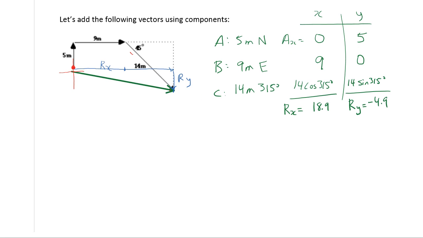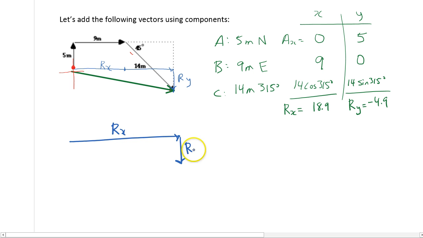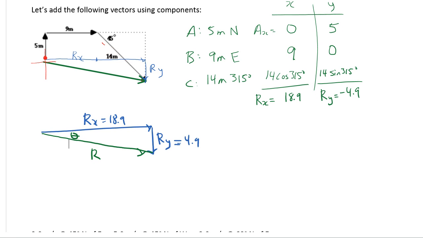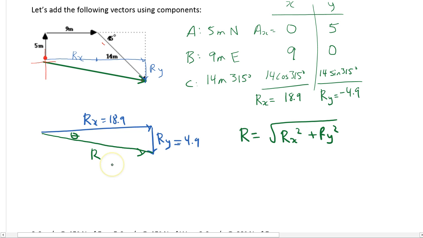I'll just redraw that down here because it makes good sense. Here is Rx, and here is Ry. We figured Rx was 18.9, and Ry was downwards, and my arrow is downwards, so I don't have to write the negative again, it is 4.9. Now what I need to do is figure out what the resultant is. What's the r, and what's the theta? The steps here are to say that r is going to be equal to, just like Pythagoras, the square root of Rx squared plus Ry squared, because these are the legs of this Pythagorean triangle. When I type that into my calculator, I get 19.5.